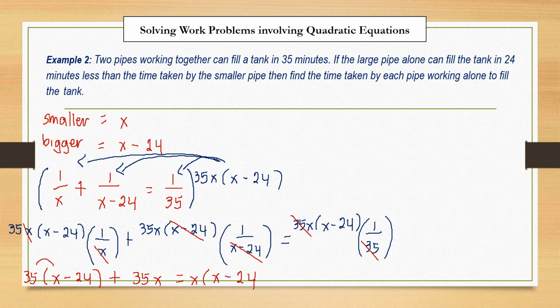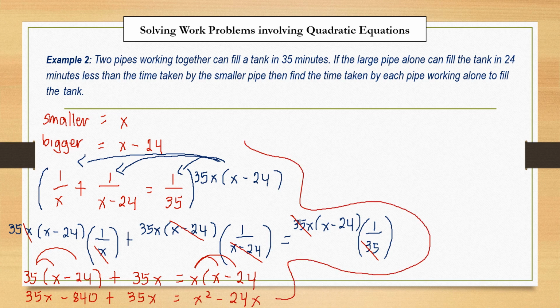By distributive property, we have 35x minus 840 plus 35x is equal to x squared minus 24x. So let's continue here. Combining like terms, we're going to have 70x minus 840 is equal to x squared minus 24x.